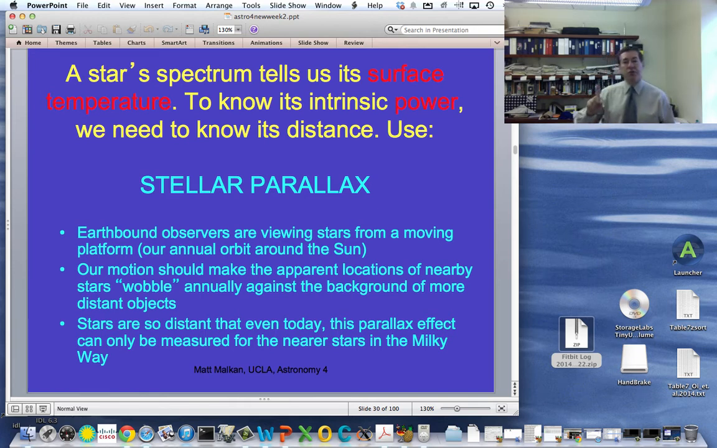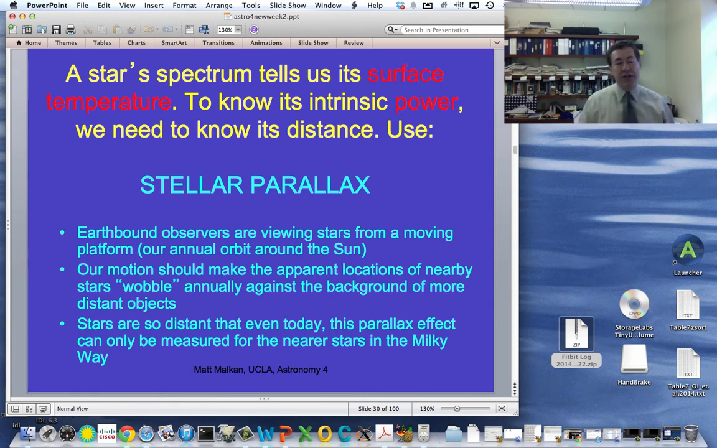And as you recall, this is the apparent reflex motion of a star, which might not be moving at all, as viewed by us on a moving platform. We're on the Earth going around the sun in an annual orbit. So if I'm looking at a star over here, I'm actually not at the sun. I'm on the Earth, which is a moving platform, moving back and forth around the sun. And so the star, which is not moving, is going to appear to wobble back and forth with respect to more distant stars. So at least I ought to be able to measure the parallax of nearby stars.